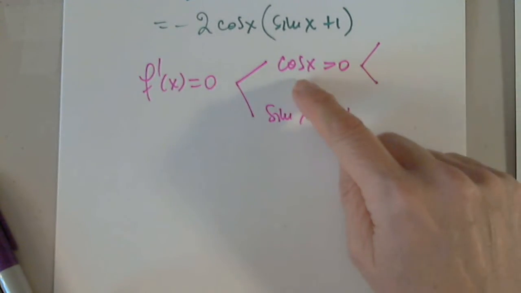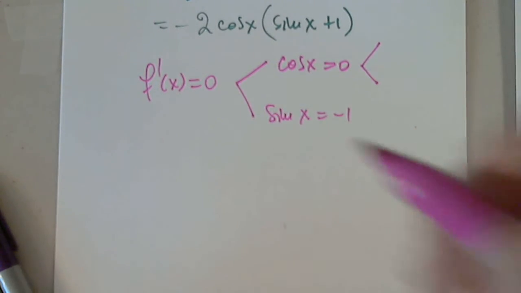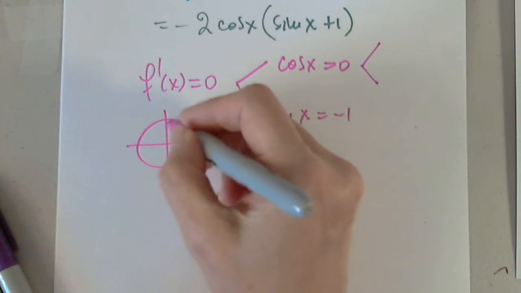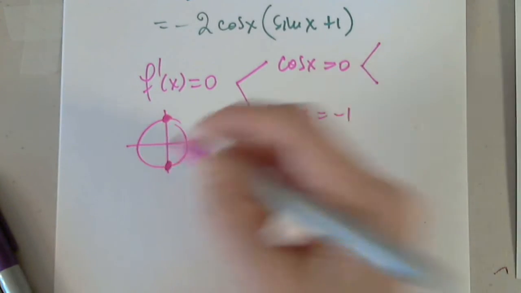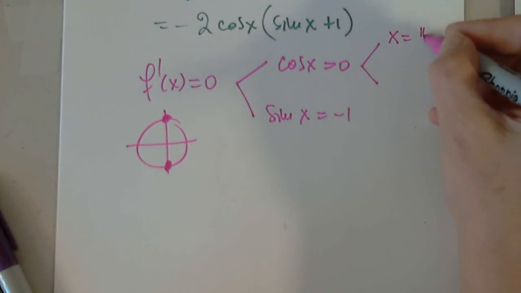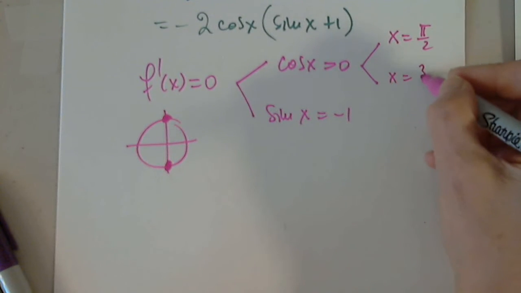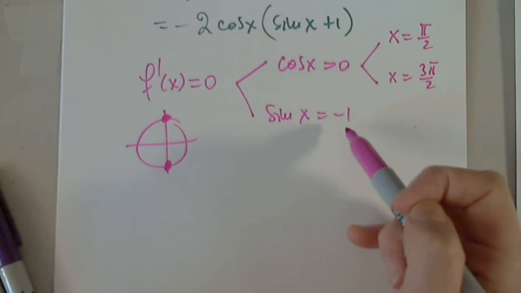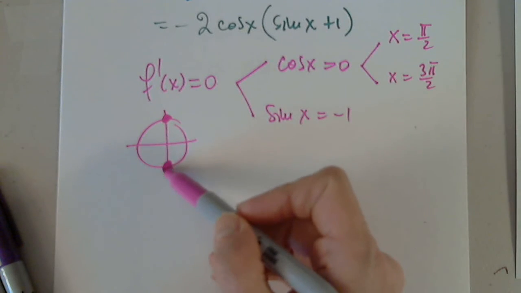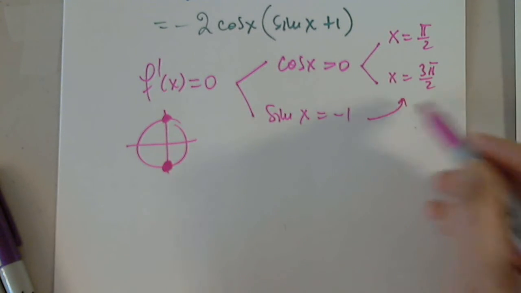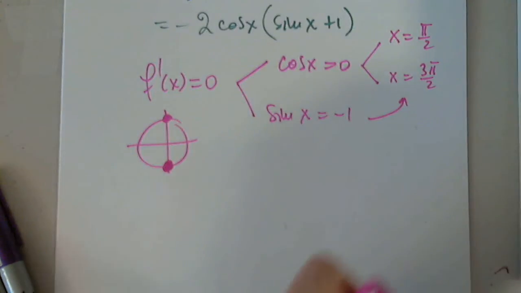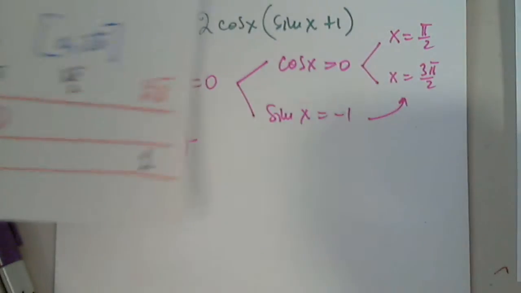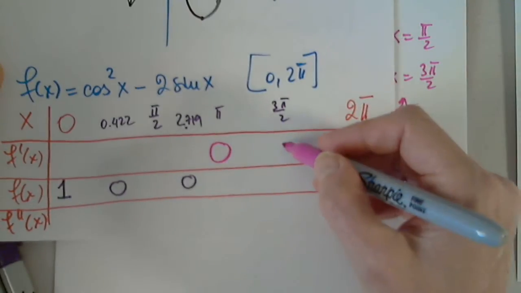Okay, so cosine x equals 0. There are two options, if you remember, up here and down here. So x equals pi over 2 and x equals 3 pi over 2. And sine x equals -1. It happens that it's the same, I don't have to write it again. It's that 3 pi over 2. So back at pi over 2 is 0, and 3 pi over 2 is 0.